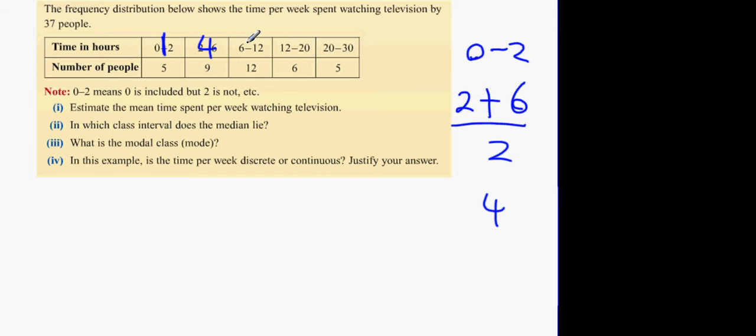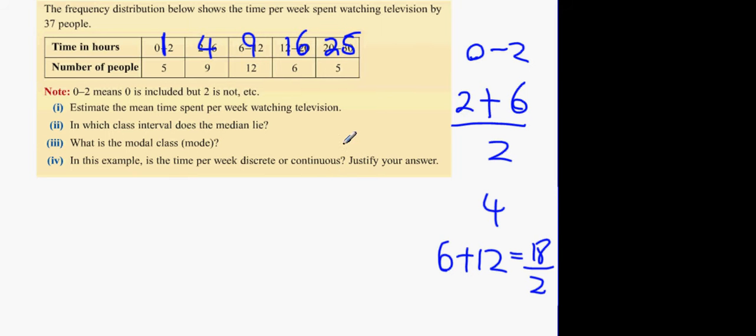The next one, the middle of 6 and 12. Add 6 and 12 together, you get 18. 18 divided by 2, you get 9. 12 plus 20 is 32. 32 divided by 2 is 16. 16 is the middle. 20 plus 30 is 50. 50 divided by 2 is 25.